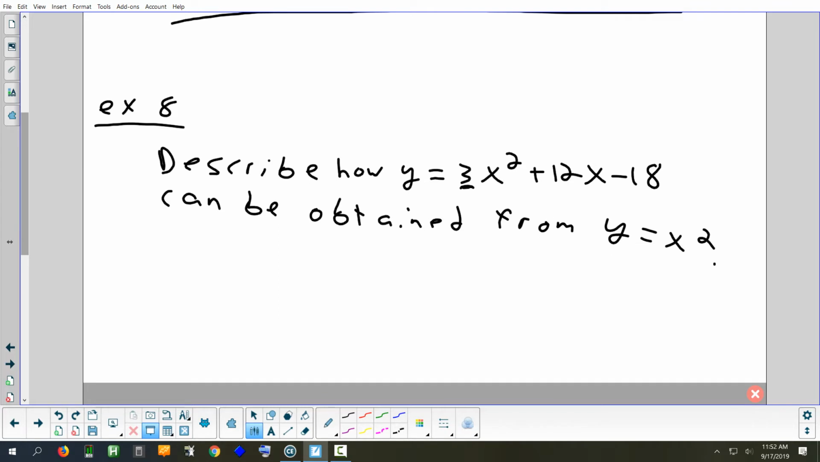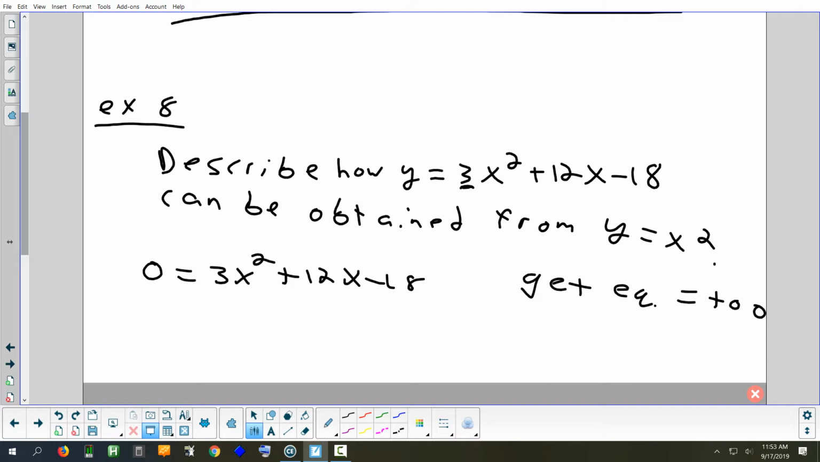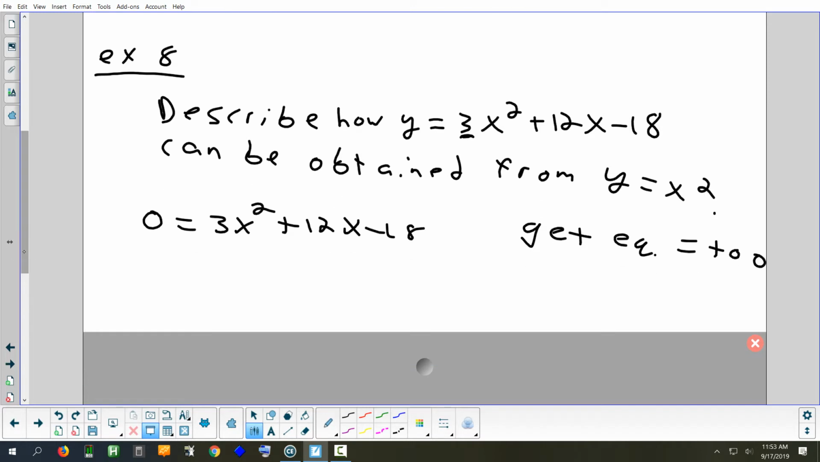All right, so the first step to completing the square is, I like to just get it equal to 0, okay? Which it basically is right now. Everything is on one side, y is by itself on the other. So over here, get equation equal to 0. That's step 1. Step 2, if you're completing the square, is to put the constant on the other side. So how would you move negative 18 over to the left?